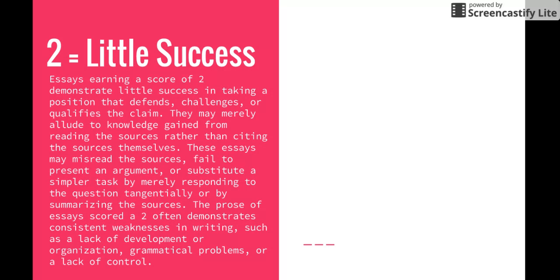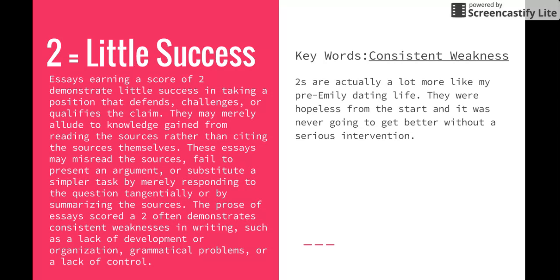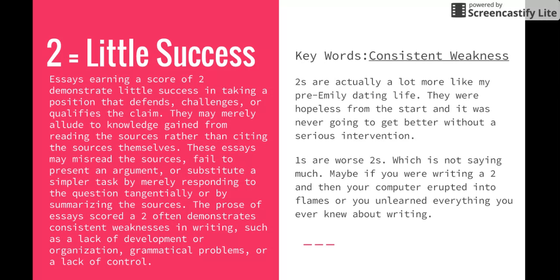And then you've got your 2s, which are little success. Again, little success is just the nicest possible way to describe what a 2 actually is. I think the key words here are consistent weakness. And I know that most people, when they grow up, hope to be described as consistently weak, but you shouldn't. You don't want that. Okay, 2s are actually a lot more like my pre-Emily dating life. They were pretty much hopeless from the start, and it was really never going to get better without a serious intervention.